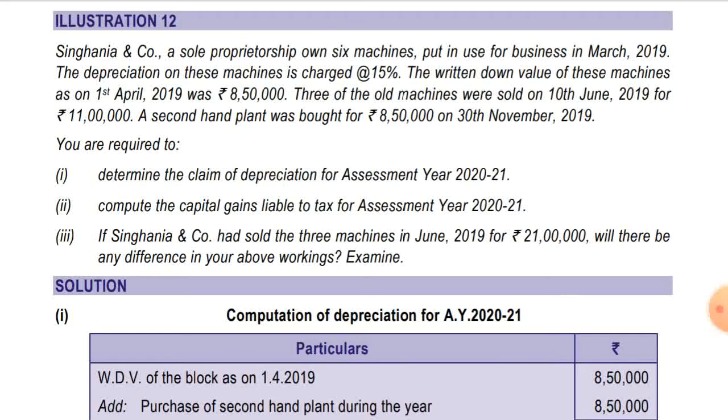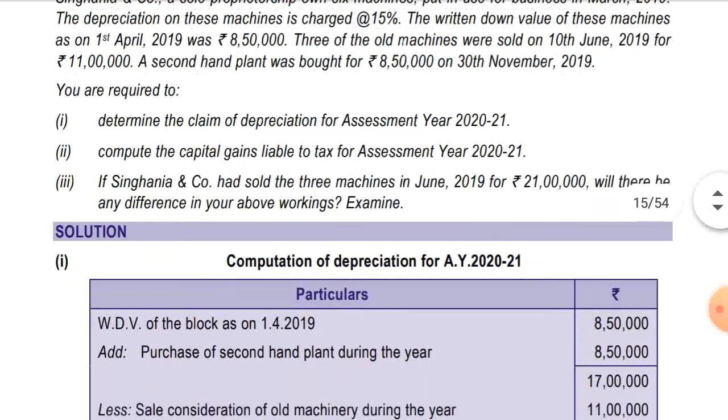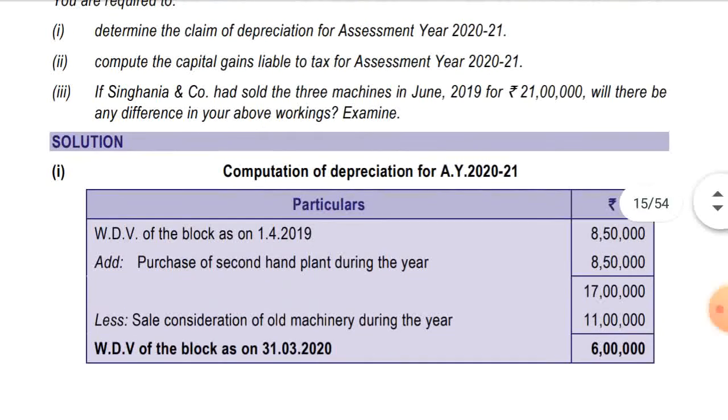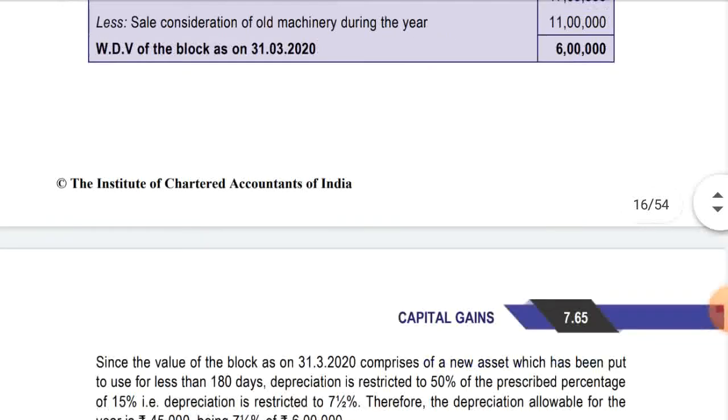As we see, the computation of depreciation for the assessment year 2021: WDV is 8,50,000 on 1st April 2019. Purchase of second hand plant during the year is 8,50,000, that is coming to 17 lakhs. Sales consideration of old machinery during the year is 11 lakhs. The WDV of the block on 31st March 2020 is 6 lakhs. On this depreciation will be charged.